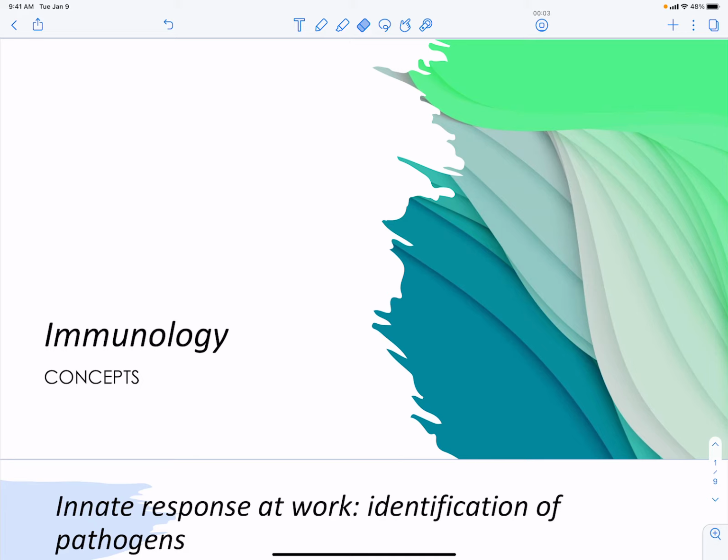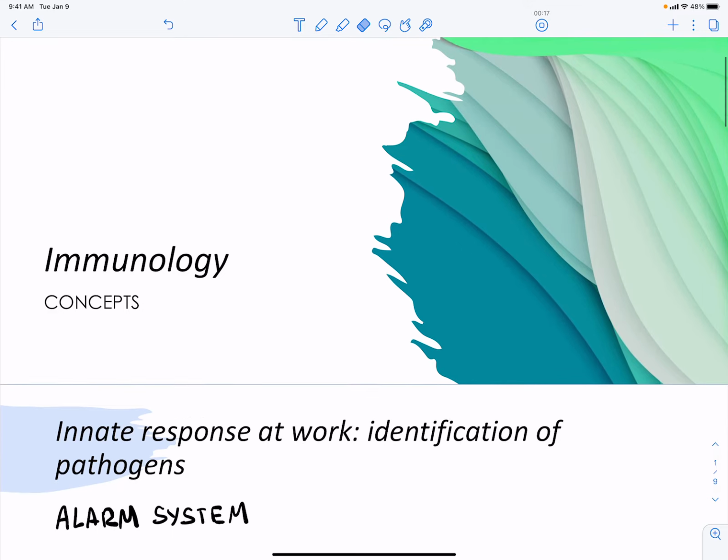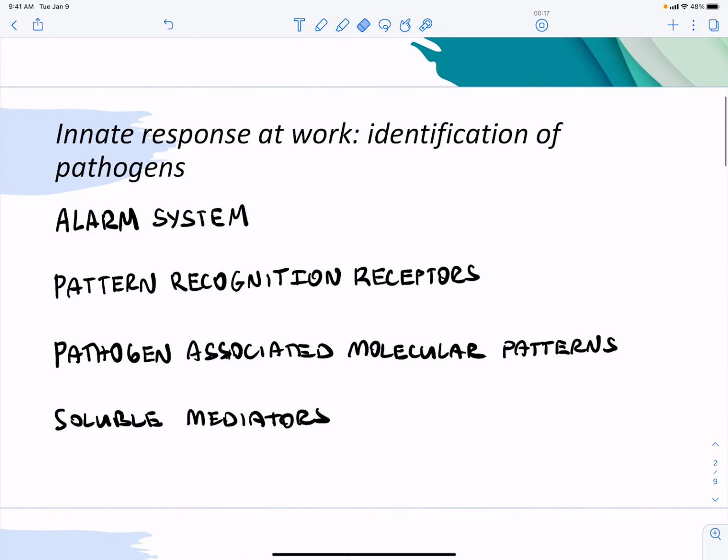So here I want to focus on some of the bigger concepts of the immune system, and really start talking more about how the innate response and the acquired response works. So we'll first start with the innate response. Now remember, the innate response is the initial line of defense. It's our alarm system. And we have certain cells that are going to be a major factor in alerting your body, your immune system, that there is a foreign invader, there is a pathogen that has entered.